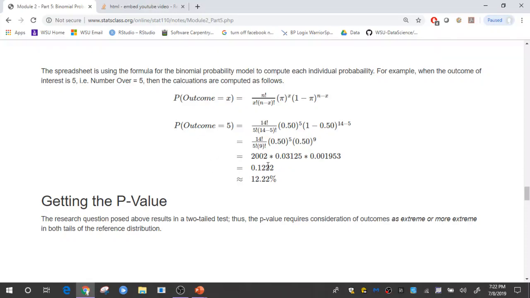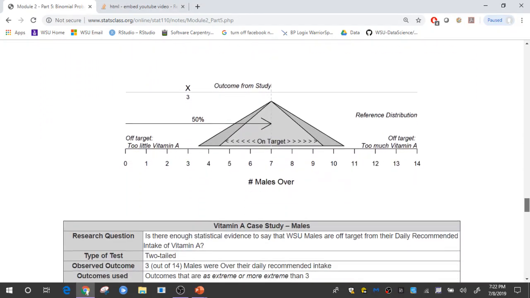Here's just all the math that is involved with computing that probability. So lots of steps there. Again, this is what the spreadsheet does for us. So we'll just let the spreadsheet do that. We're not going to worry too much about those calculations.